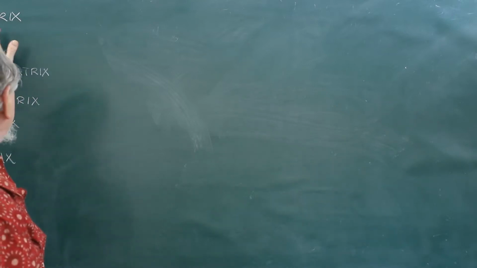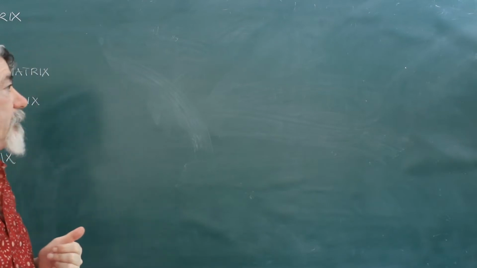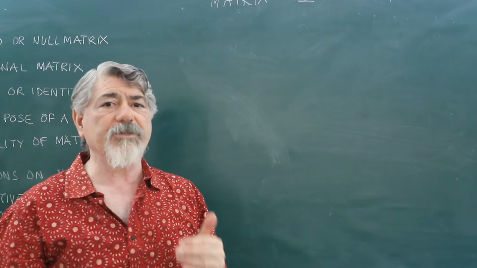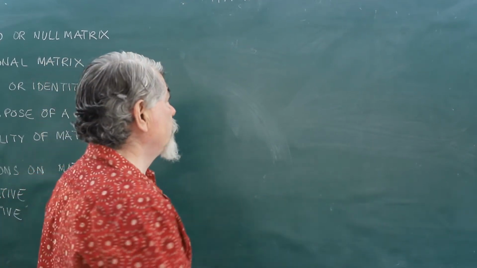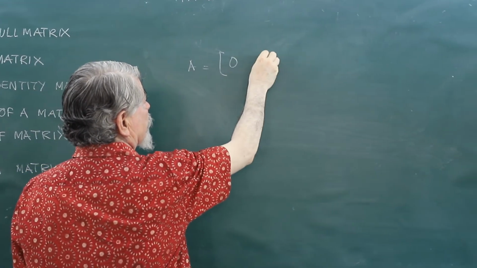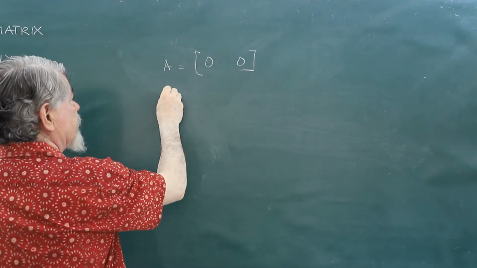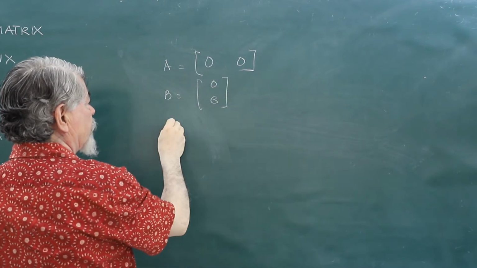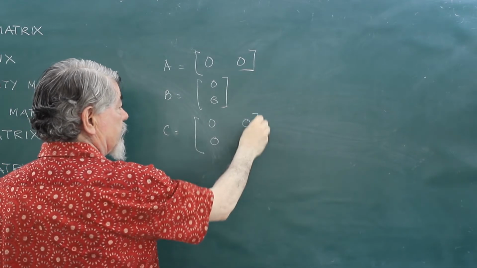Now we are going to go to zero or null matrix. What is a zero or null matrix? A matrix in which all the elements of the matrix are 0. For example, if I look at this matrix, A is equal to 0, 0, this is a null matrix. Or if I see a matrix like this, 0, 0, it is a null matrix. Or a matrix like 0, 0, 0, 0, it is a null matrix.